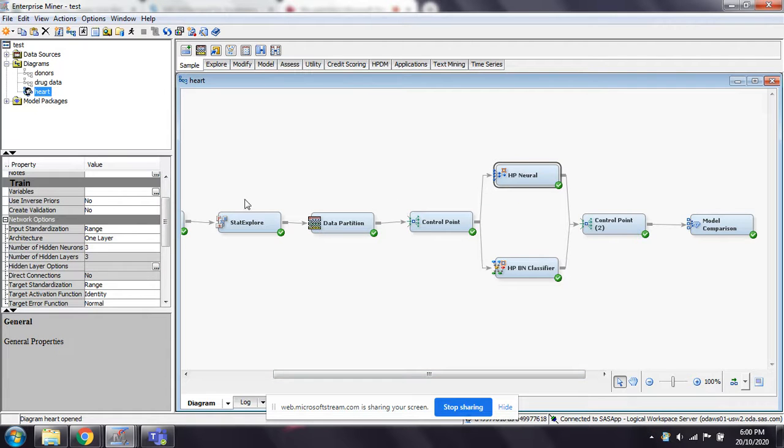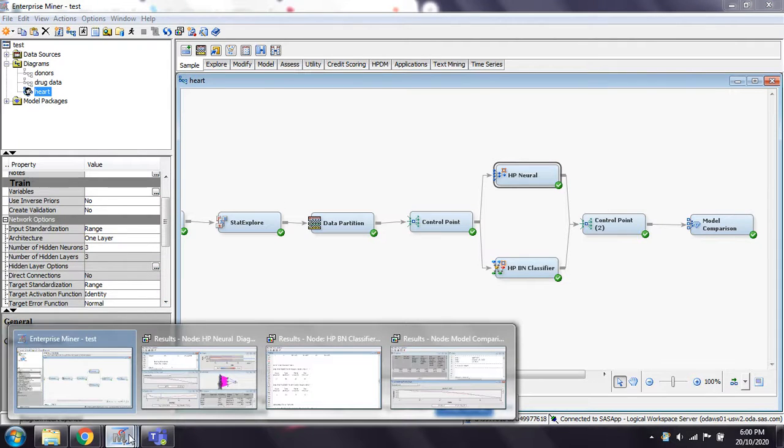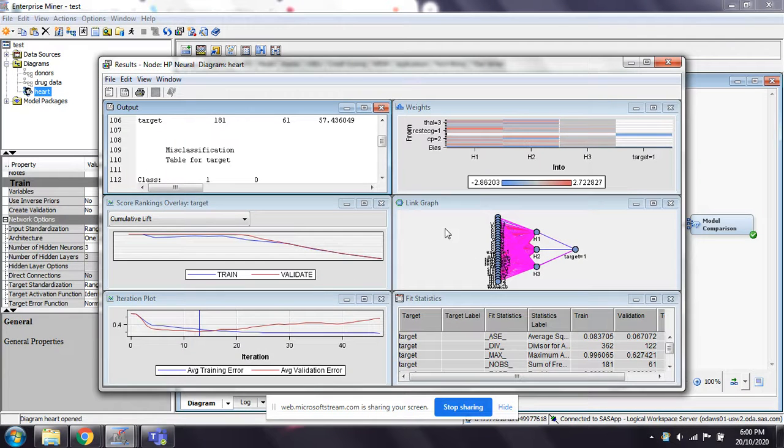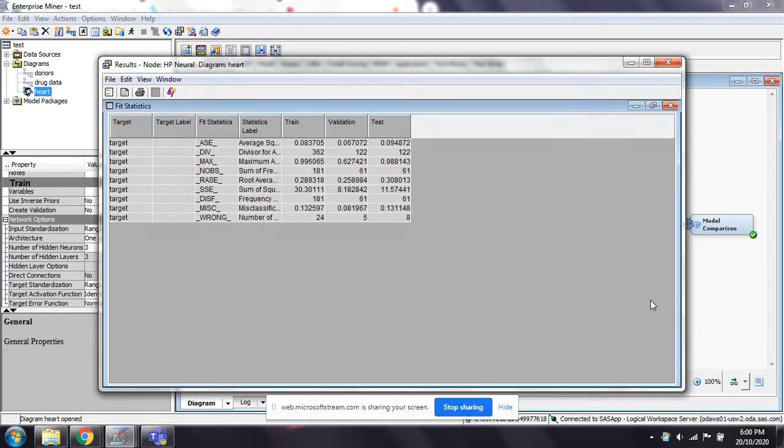For the neural net model, we have used a one layer architecture, which means that the data transformation from input to output has only one layer within it, with three hidden neurons. If we take a look at the neural net output, we can see that the target variable has only one output node, since we have only two classes: whether a person has a heart disease or not. First, let's take a look at the fit statistic here.